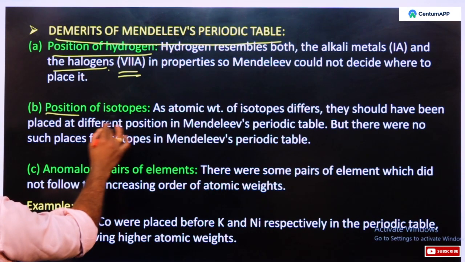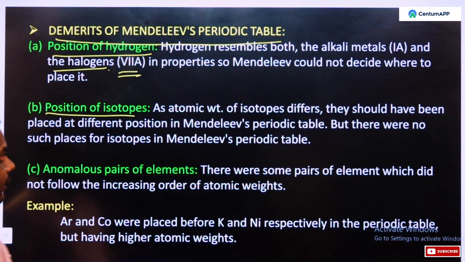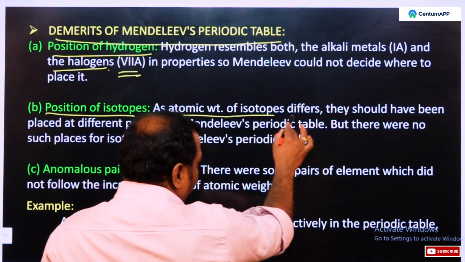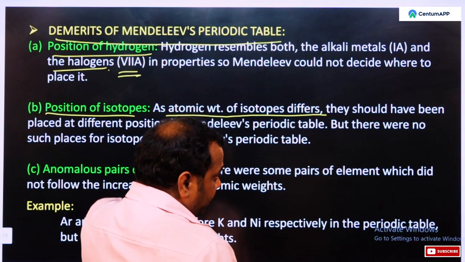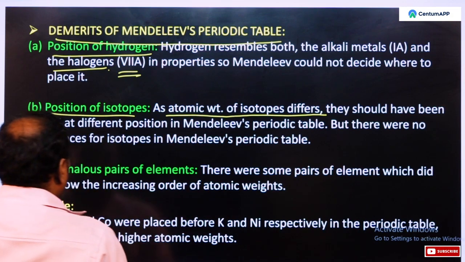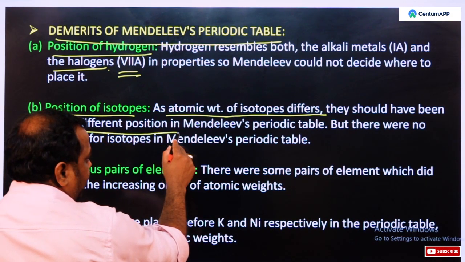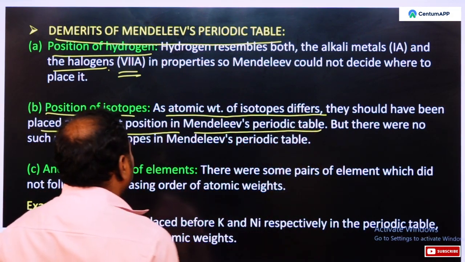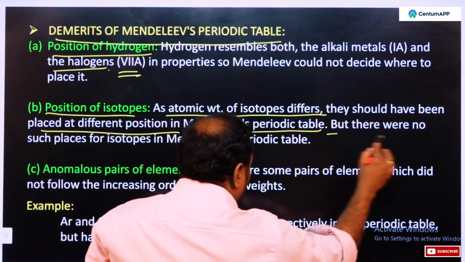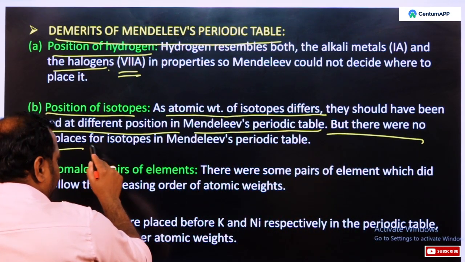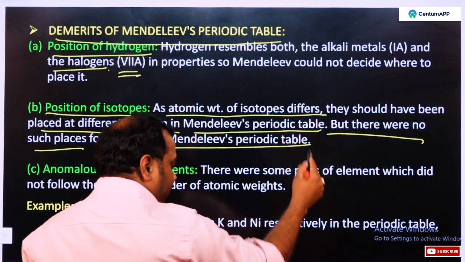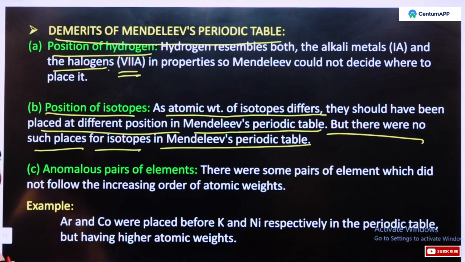Next, the position of isotopes. As the atomic weights of isotopes differ, they should have been placed at different positions in the Mendeleev periodic table. But there were no such places for isotopes in the table. The isotope place and the hydrogen place were both not decided at this time.